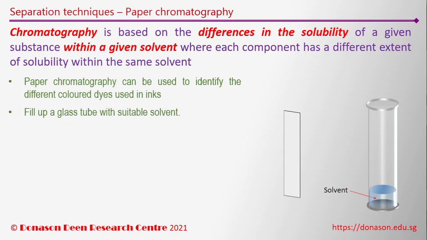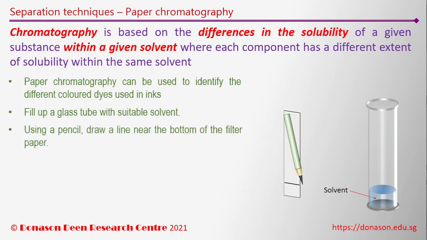Next, take a strip of filter paper and, using a pencil, draw a line near the bottom of the filter paper. This line is called the baseline, and this is where the sample of the mixture to be analyzed is going to be placed. It is important to use pencil to draw the line. If a pen with an ink is used, the ink in the pen might dissolve in the solvent and interfere with the result.